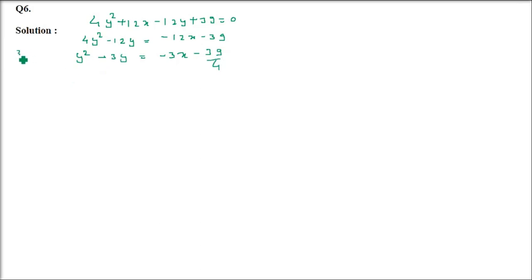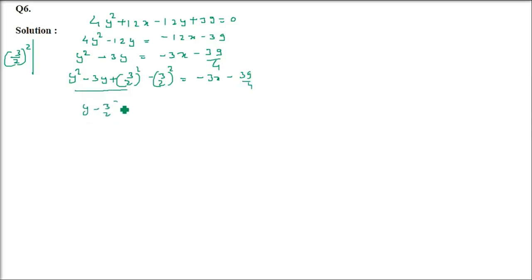Now take the coefficient of y, which is 3, divide by 2, square it, and add and subtract. So y square minus 3y plus (3 by 2) whole square, minus (3 by 2) whole square, equals minus 3x minus 39 by 4. So what do you get? y minus 3 by 2 whole square, a perfect square. And we are taking (3 by 2) whole square to the right hand side: minus 3x, plus 9 by 4, minus 39 by 4.